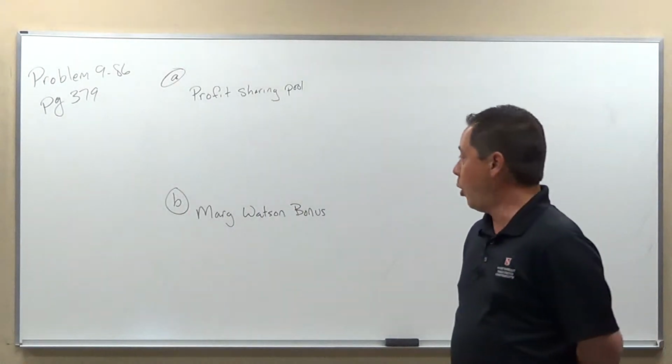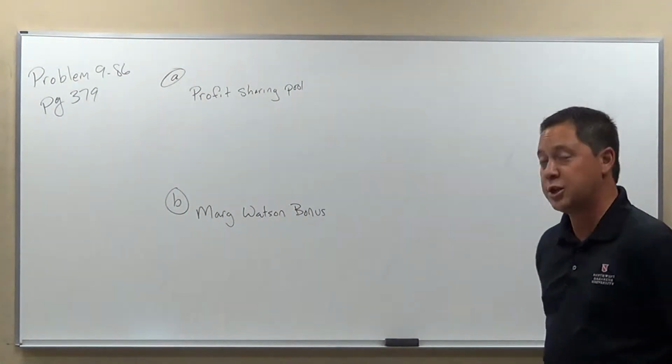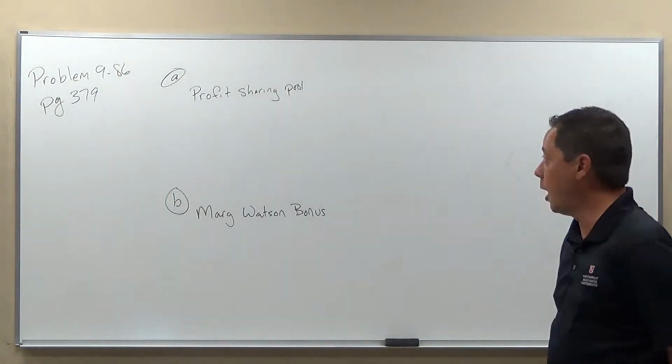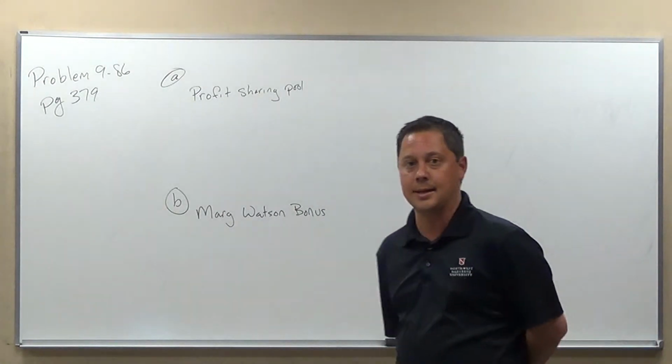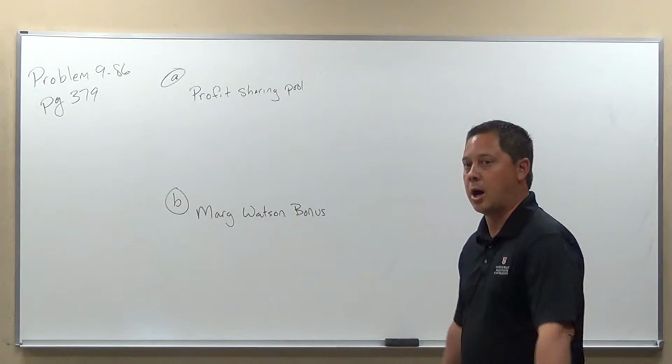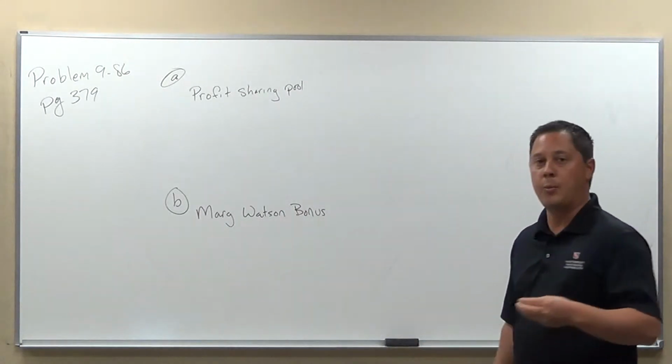In this video I'll be covering a problem from Chapter 9 in the Accounting for Managers class. If you want to open your books, we're going to turn to page 379 and we're going to work on problem 9-86. In this problem here, we're going to be talking about profit sharing. I'm going to go ahead and read through the problem with you.